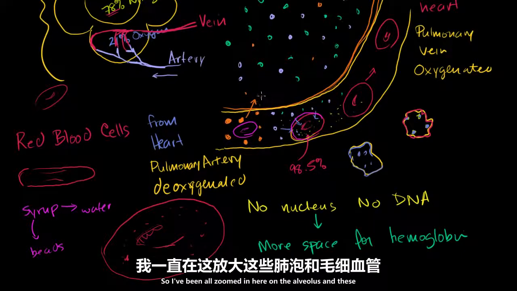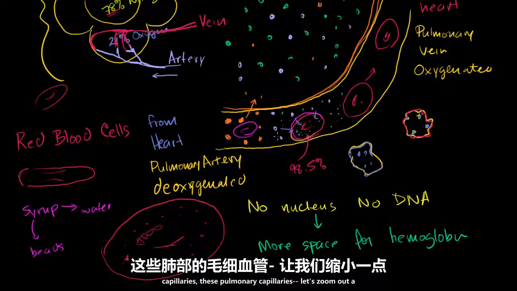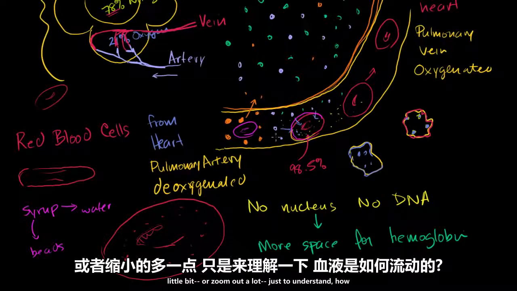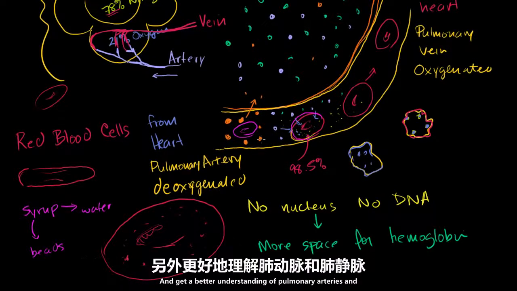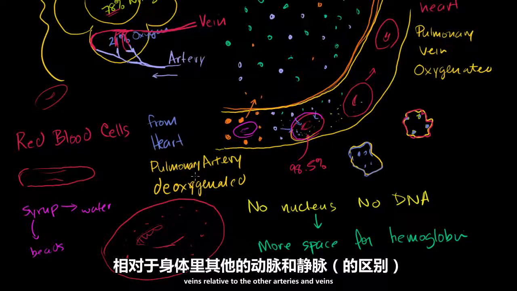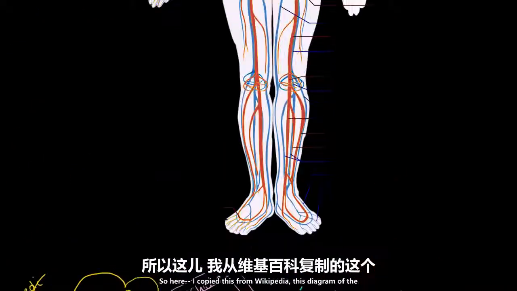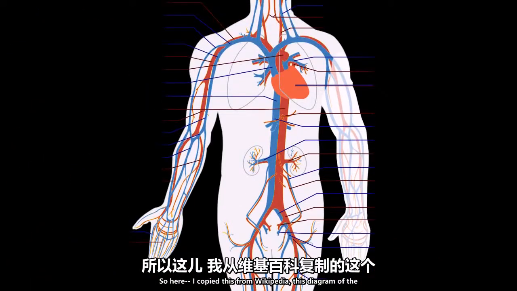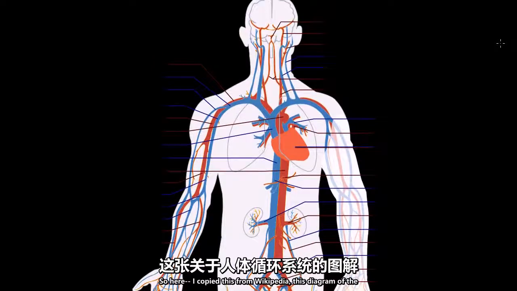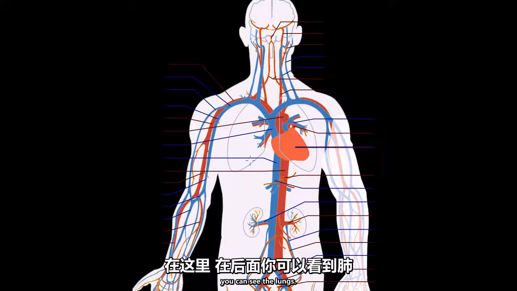So I've been all zoomed in here on the alveolus and these capillaries, these pulmonary capillaries. Let's zoom out a little bit, or zoom out a lot, just to understand how the blood is flowing and get a better understanding of pulmonary arteries and veins relative to the other arteries and veins in the body. So here I copied this diagram of the human circulatory system from Wikipedia. And here in the back you can see the lungs.